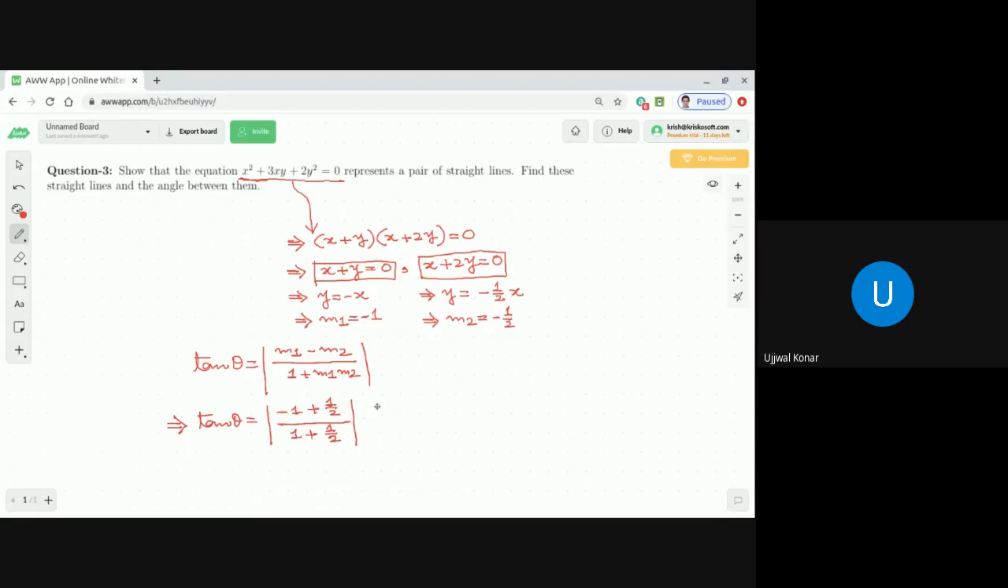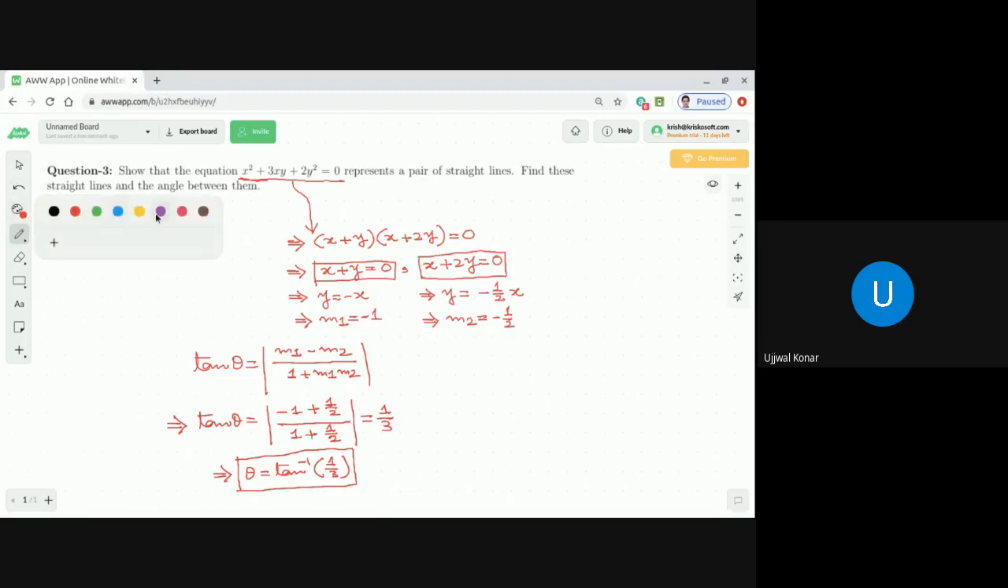So that becomes minus 1 by 2 by 3 by 2, that is actually equal to 1 by 3. So from here we find the value of theta is equal to tan inverse of 1 by 3. We can use this approach. Also another approach we can use, the angle between them from that equation itself.